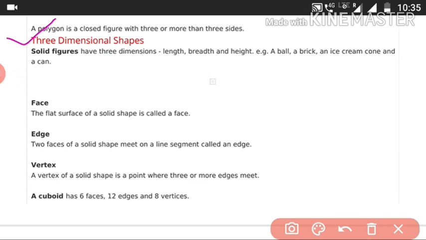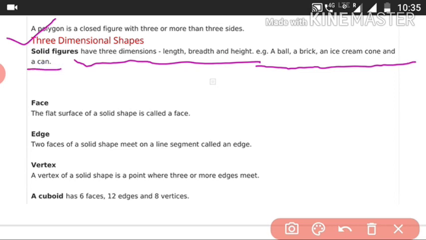Now three-dimensional shape. Three-dimensional shape means what? A solid figure has 3 dimensions: length, breadth and height. For any figure which has length, breadth and height, for example a bolt, a brick, an ice cream cone and a cane, these are called 3 dimensional. For 3 dimensions there will be length, breadth and height.